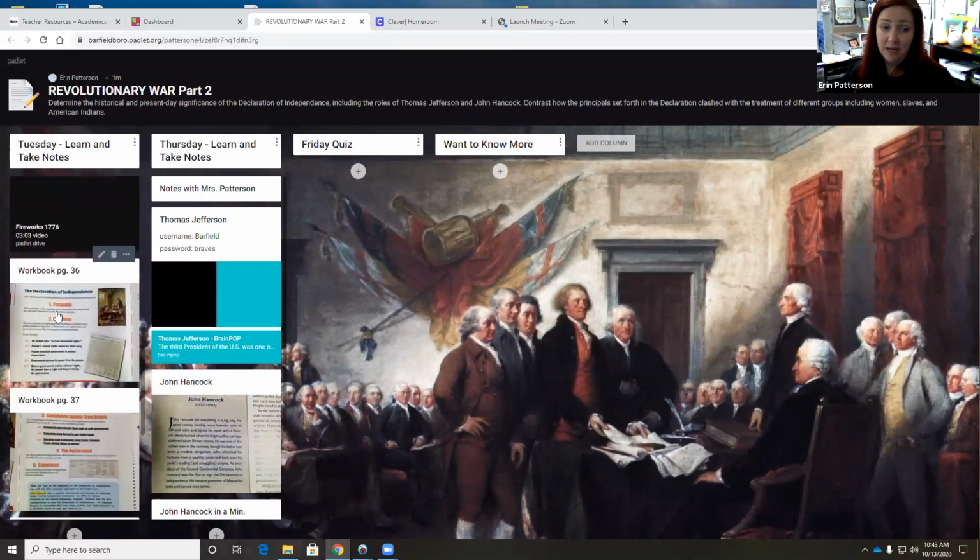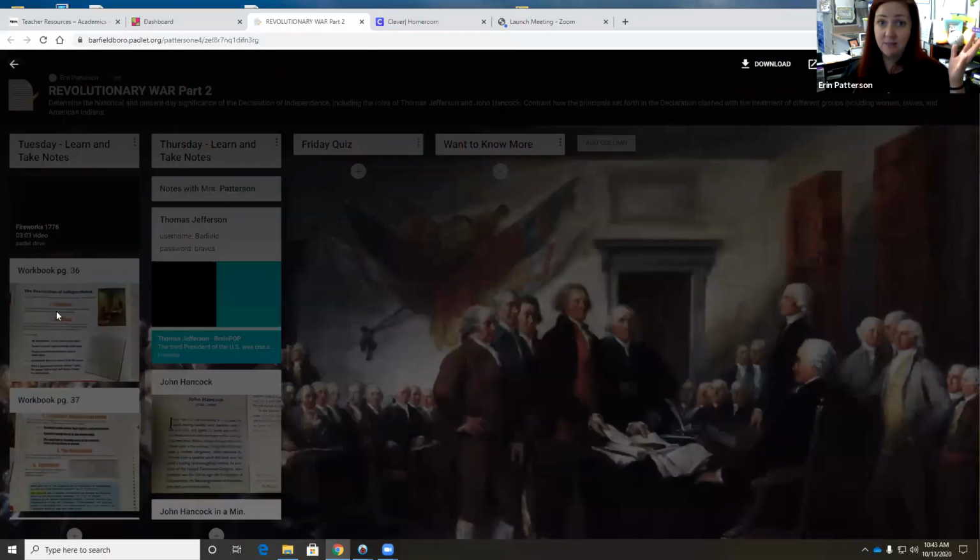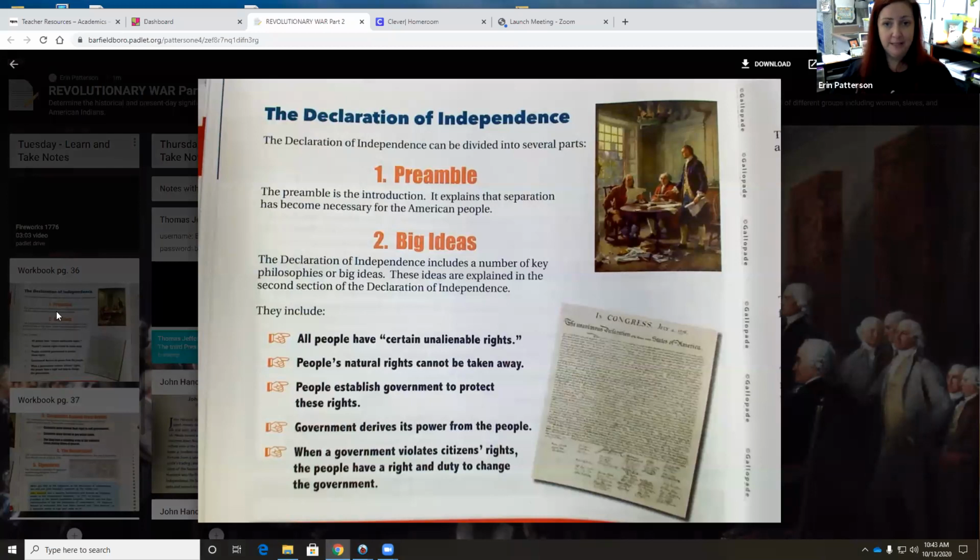The Declaration, when you declare something, you tell people about it. Independence means that you don't depend on someone else. When you are an adult, you will be independent from your parents. You'll make your own decisions. So the Declaration of Independence is telling the world, telling England that we are independent, we are free from you.